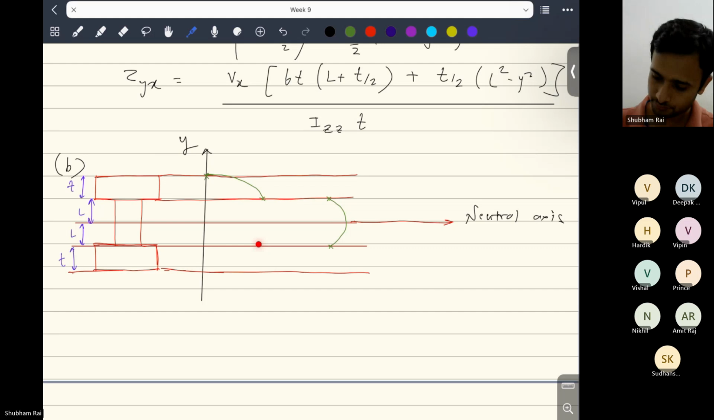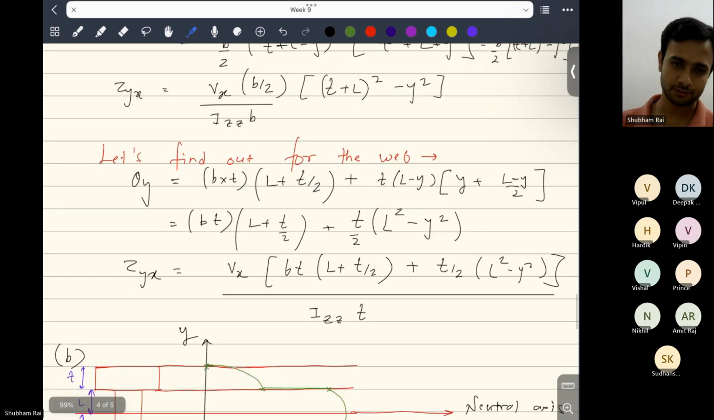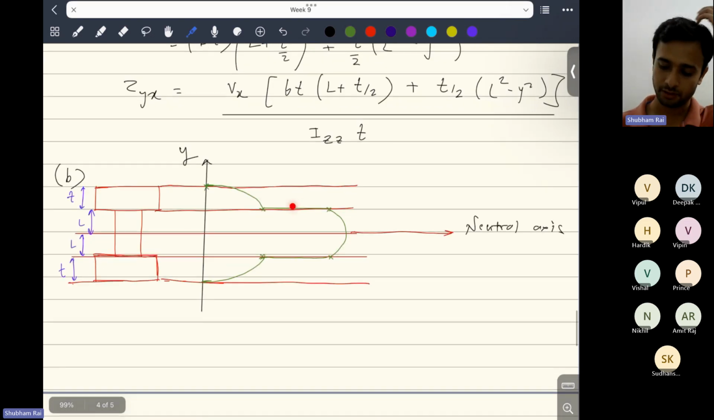So this will be the trend. It will increase suddenly in the flange because the width of the flange is less. And it depends on other geometrical parameters also. You can just rely on this formula. If you try and find out, there will be a jump here in this tau yx. So this is the variation of tau yx.